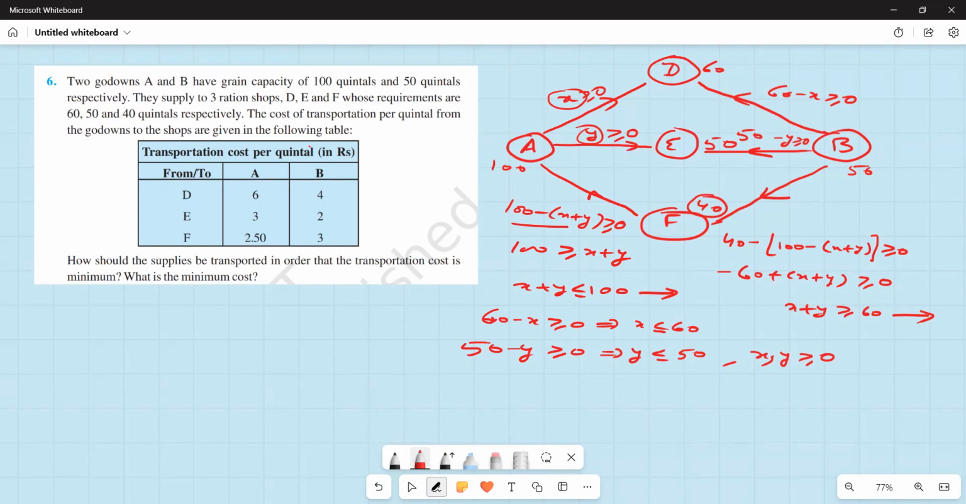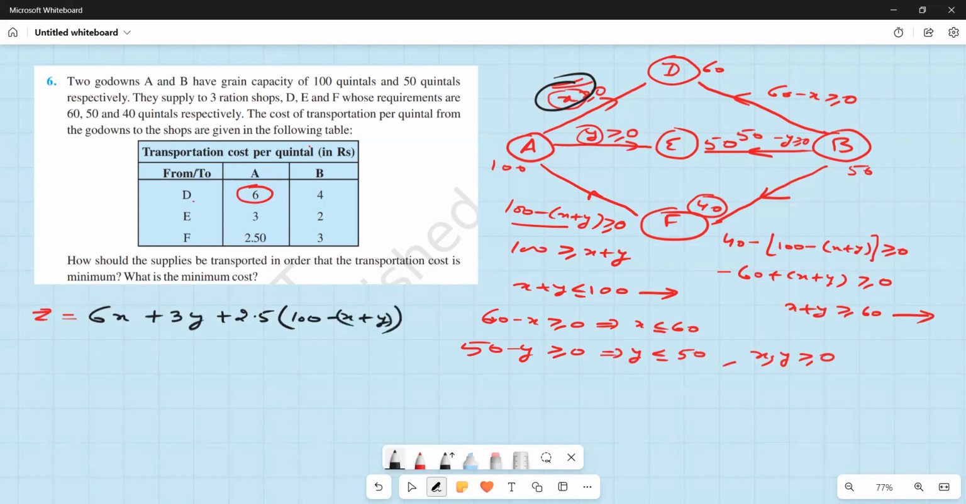Now, how to frame the objective function? The cost of transportation per quintal. So, from A to D, it supplies X units, and the cost is 6. So, 6X. Then from A to E is Y, so this is plus 3Y, and then to F. To F is 2.5 into (100 minus X plus Y), right?